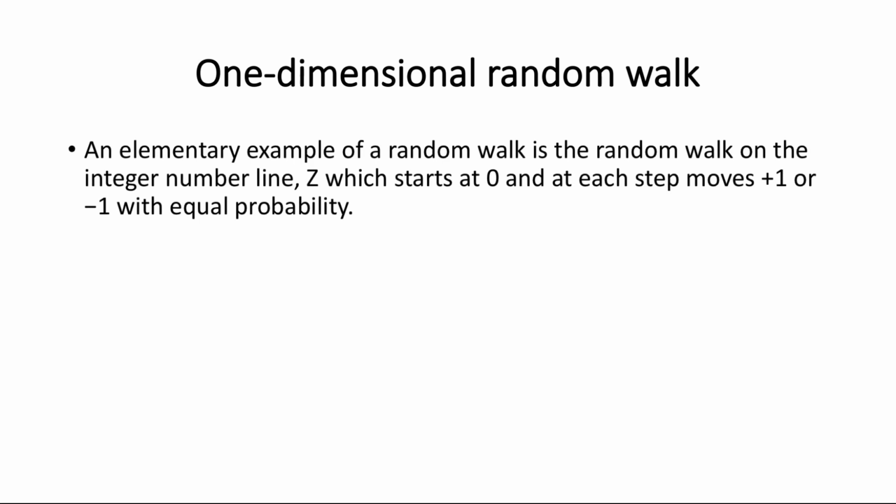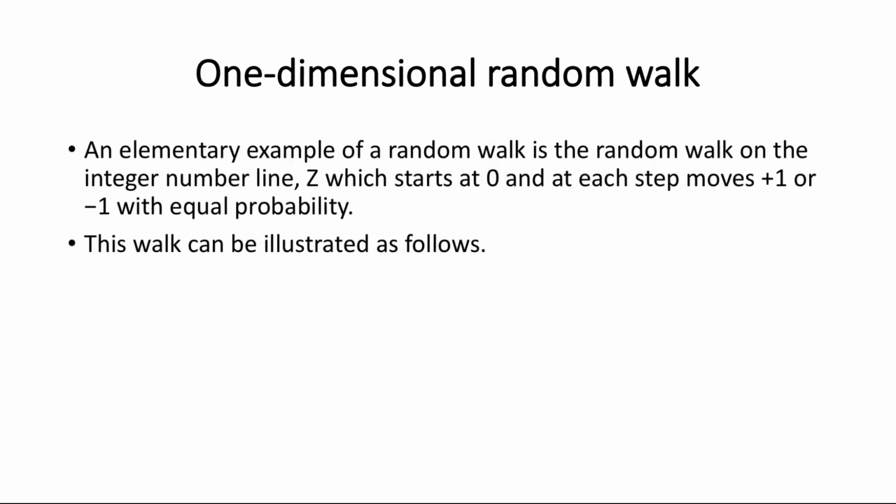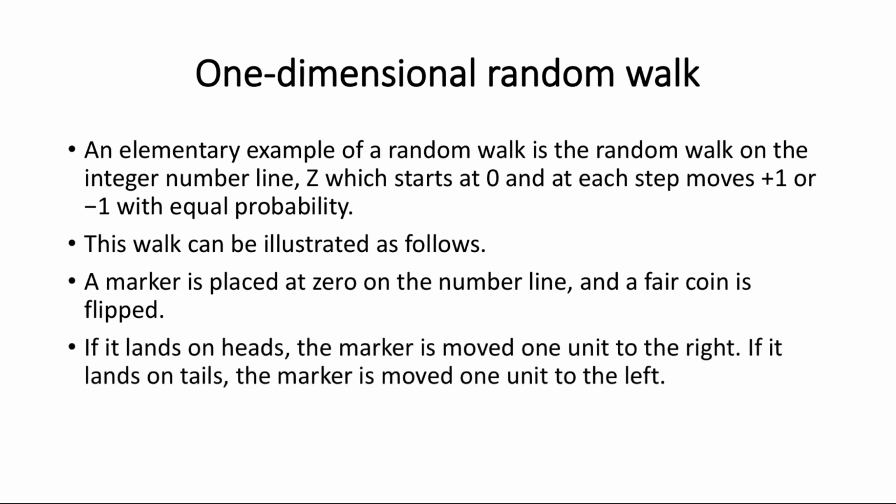An elementary example of a random walk is a random walk on the integer number line Z, which starts at 0 and at each step moves +1 or -1 with equal probability. This walk can be illustrated as follows. A marker is placed at 0 on the number line, and a fair coin is flipped. If it lands on heads, the marker is moved 1 unit to the right. If it lands on tails, the marker is moved 1 unit to the left.